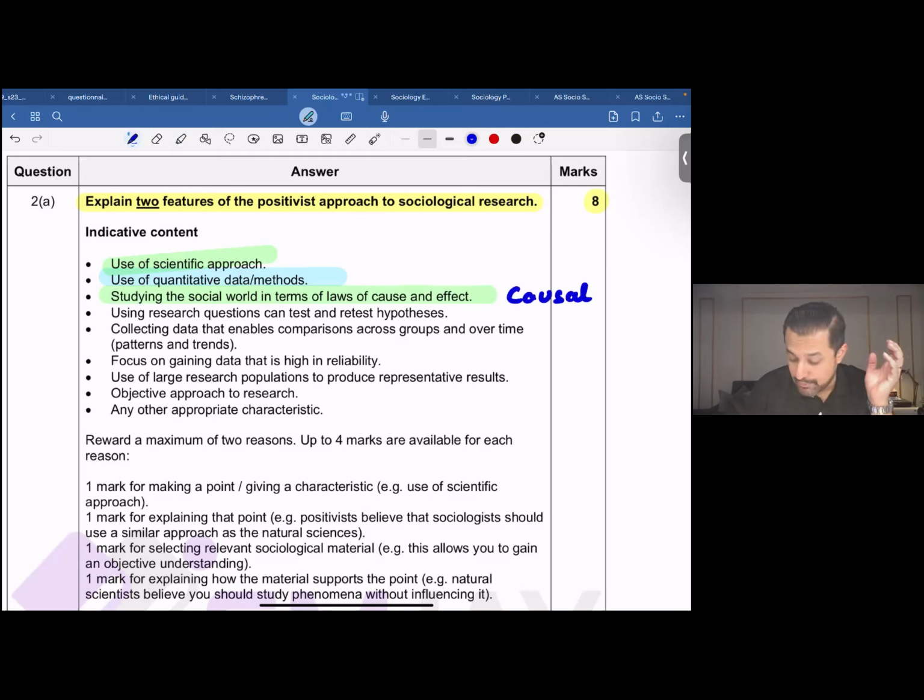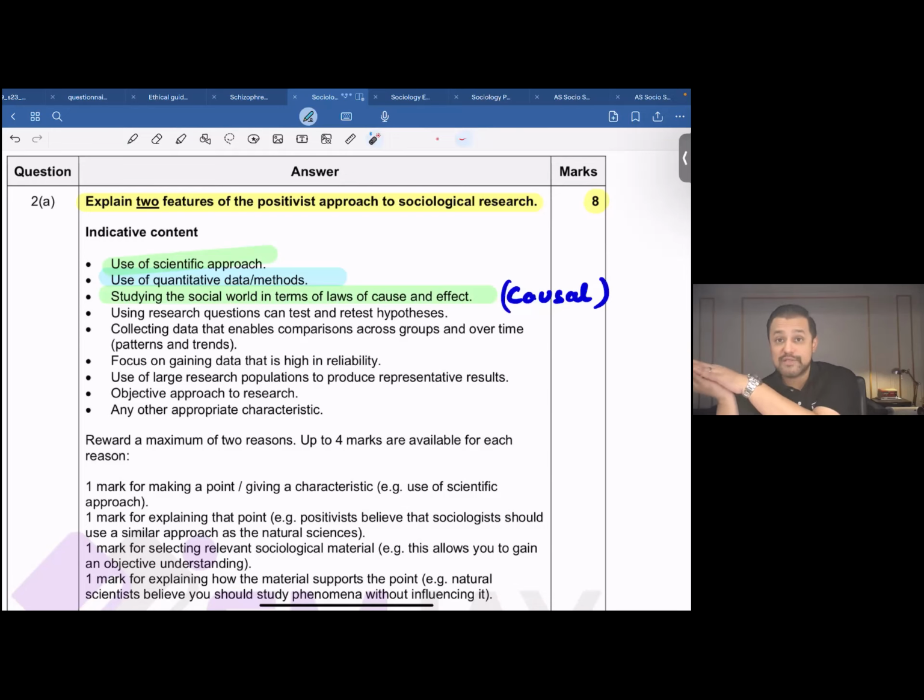According to the positivist approach, just like they do it in natural sciences, remember, two molecules of hydrogen and oxygen together make H2O. Causal relationship. What is the cause and effect relationship? This third point that I just highlighted in green is pretty much in line with the first point. According to positivists, the social world in society should be studied in terms of the laws of cause and effect. Just like you study causal relationships in natural sciences, so should be the case with sociology.